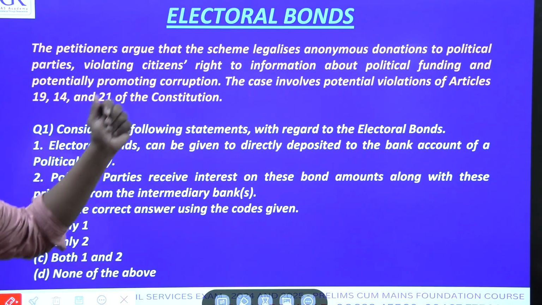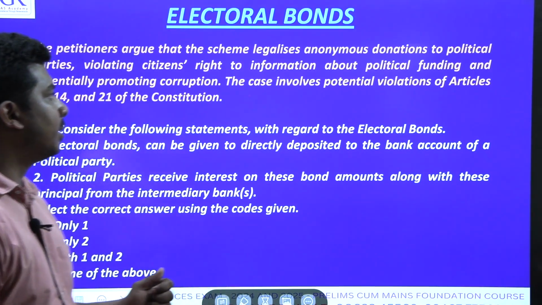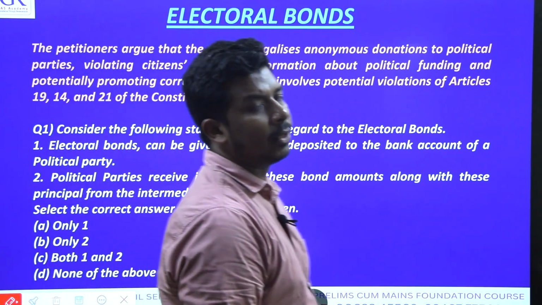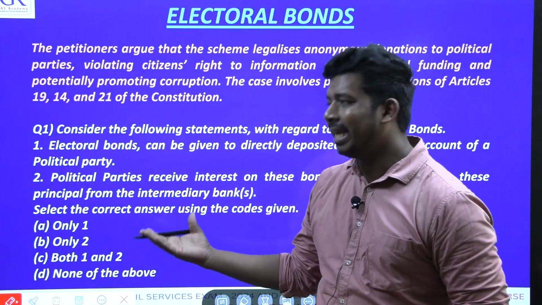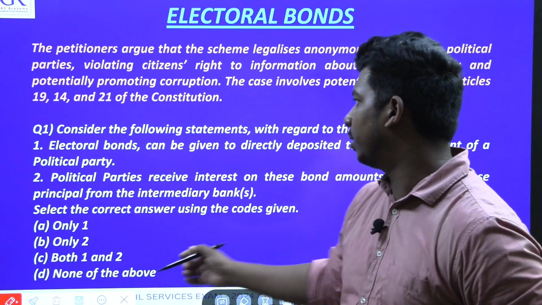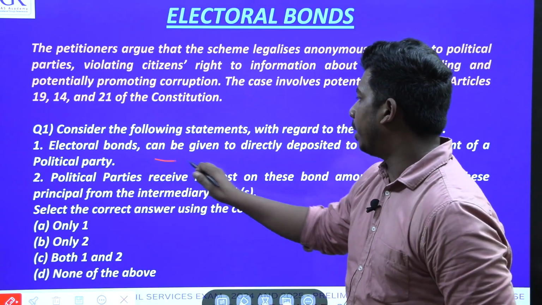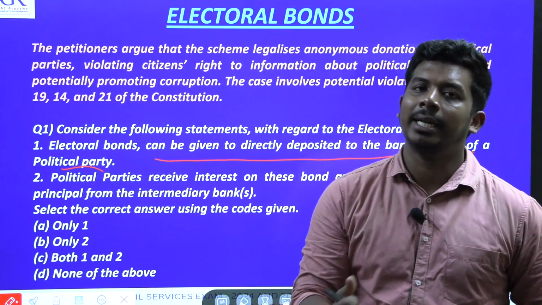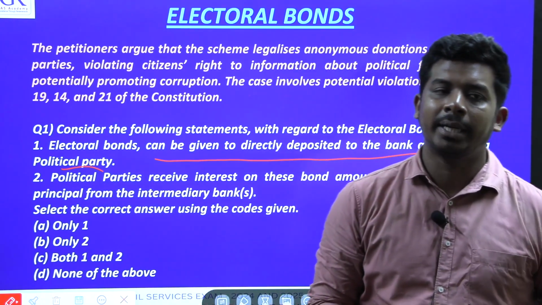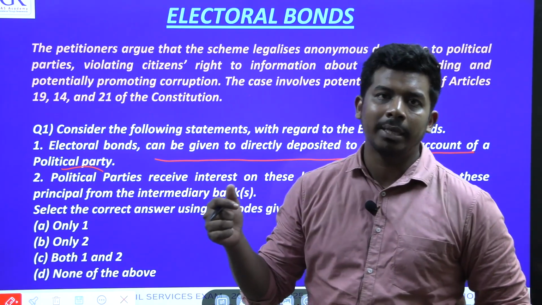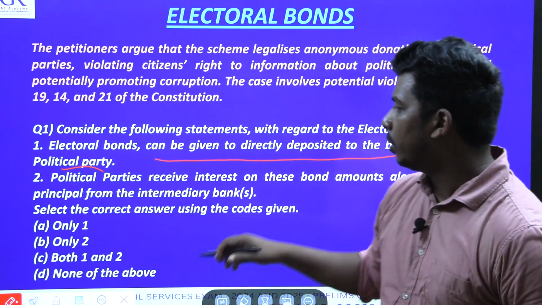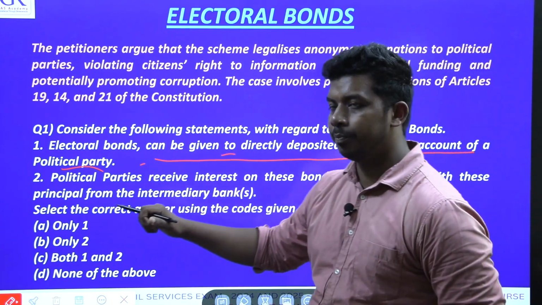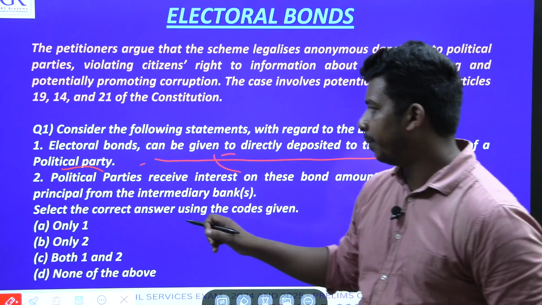So as I said, petitioners are saying this electoral bond violates some rights. Now here is a sample prelims model question. I designed it, it is not a PYQ, just answer it. Okay, so: electoral bonds can be given to directly deposit to the bank accounts of the political party. No, you cannot directly deposit to the accounts of the political party. You have to give that bond to them. They have to encash it separately. Okay, the bank will act as intermediary. No direct transaction between you two, the person and the political party.